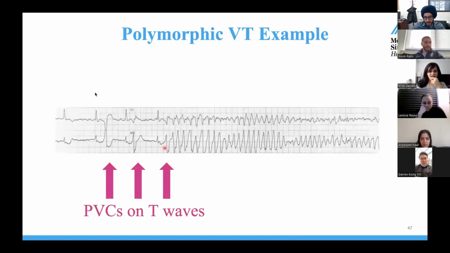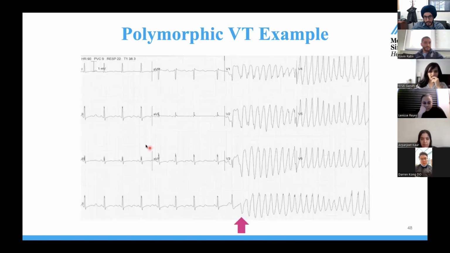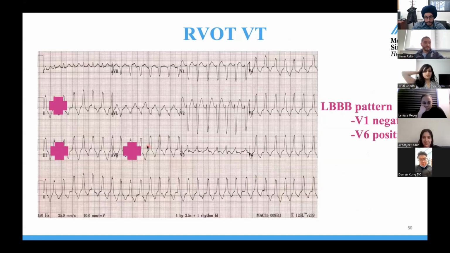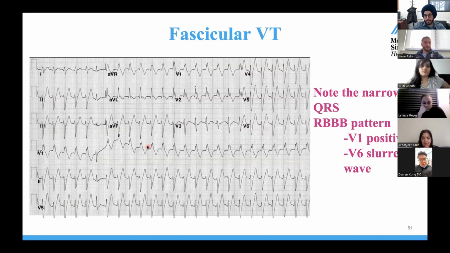And this is just showing that a PVC here is triggering the whole episode of polymorphic VT. And they had a few PVCs prior. And another example, you have this cool pattern of something called bidirectional VT, where it's basically alternating ventricular beats. This isn't something with dig toxicity, it's called catecholaminergic polymorphic VT. Basically, the patients exercise and go into this. You don't need to know it, just thought it would be nice for you to see it. RVOT VT is another form, not really relevant to all of you at this time.